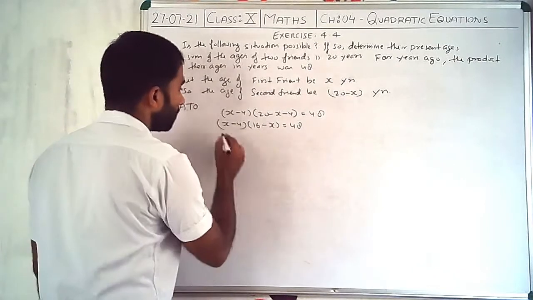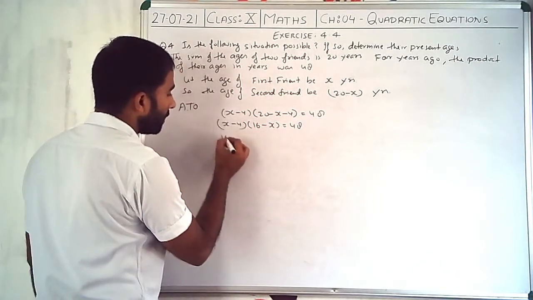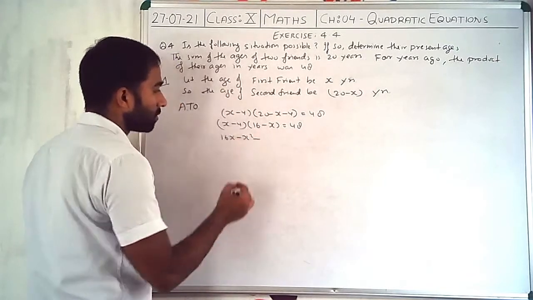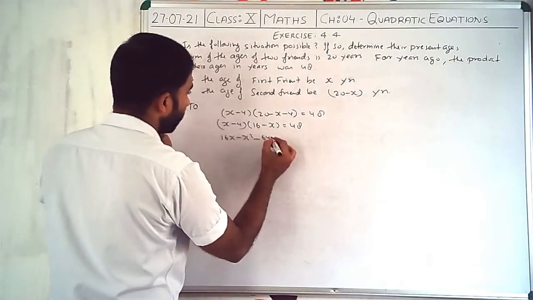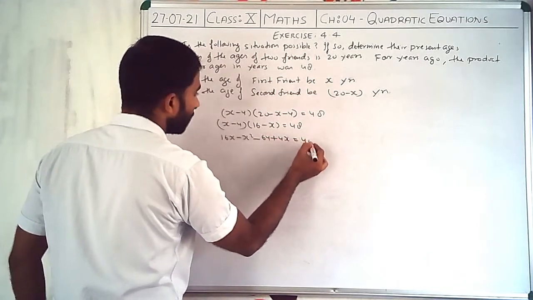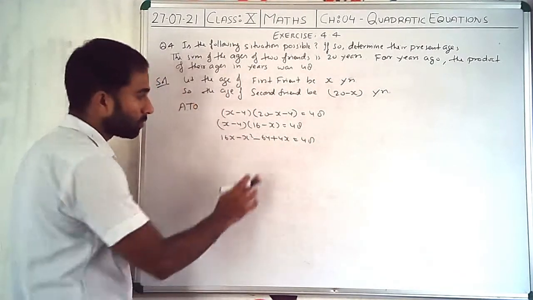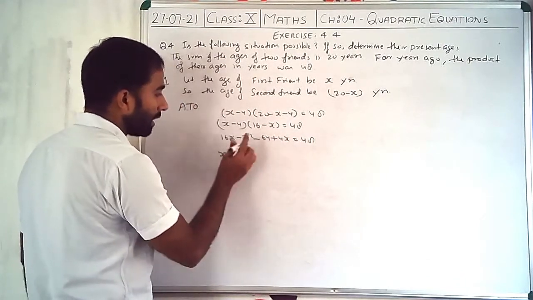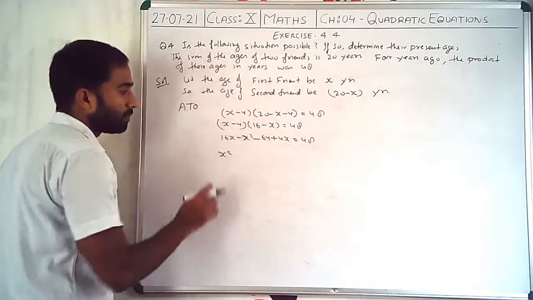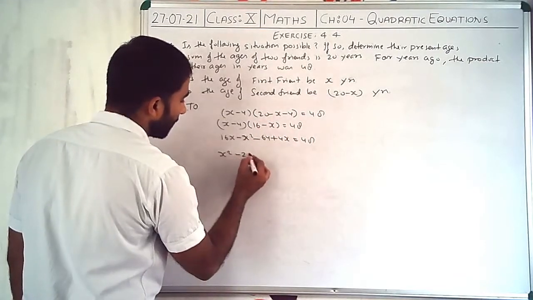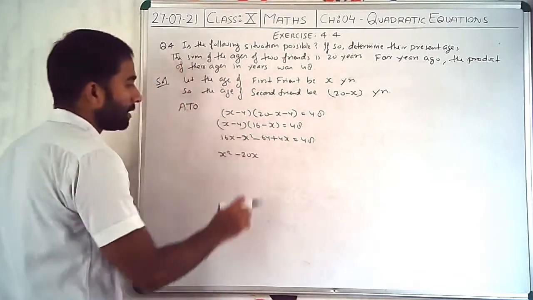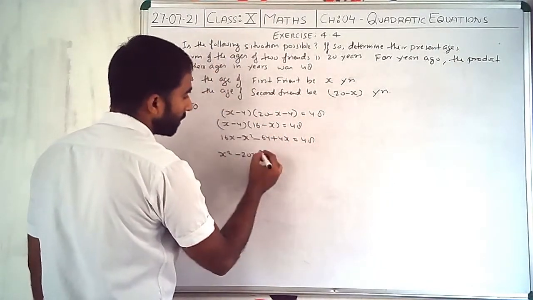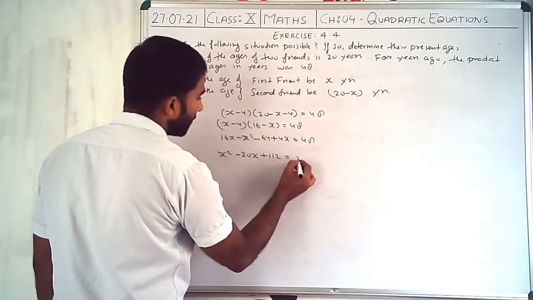So 16x minus x square minus 64 plus 4x is equal to 48. Transpose all the terms to the right hand side. Minus x square becomes x square, 4x and 16x become 20x, then minus 20x, and 64 plus 48, so 112, is equal to 0.